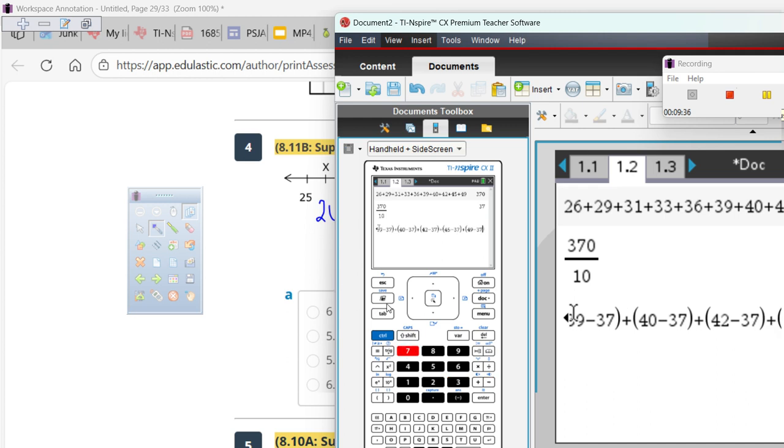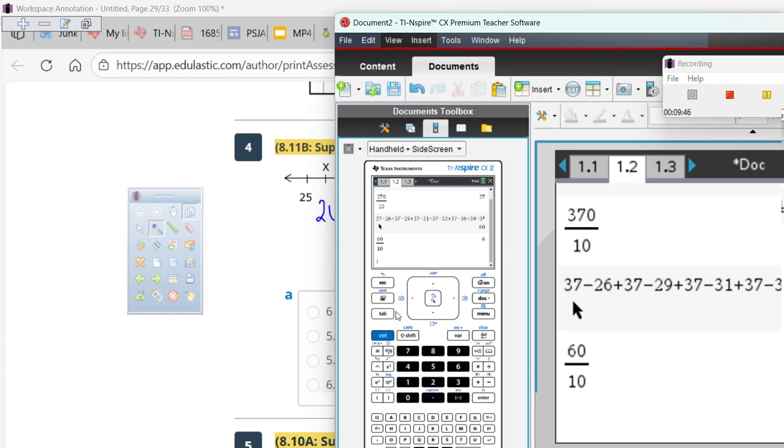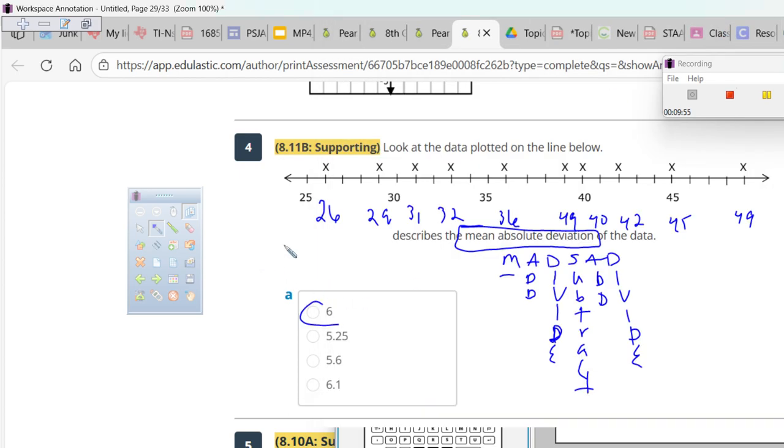There it is, 60. And then divide that by 10. That's number 6. Not too bad. And so 6 is your answer. That's how you do it.